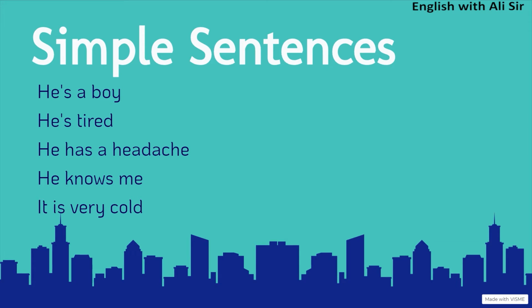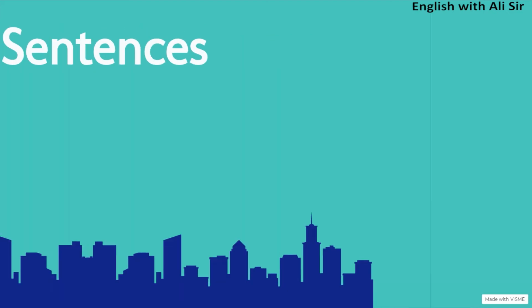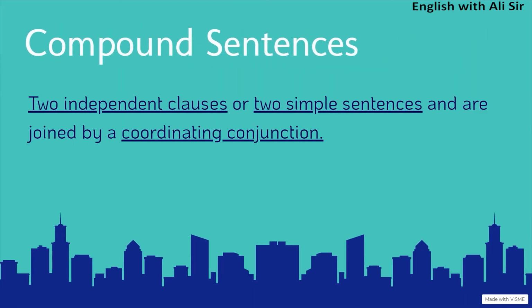I'm sure you'll be knowing about simple sentences. He's a boy, he is tired, he has a headache, he knows me, it is very cold. So these are all kinds of simple sentences. When we coordinate two sentences, the two sentences, or you can call clauses, form compound sentences.